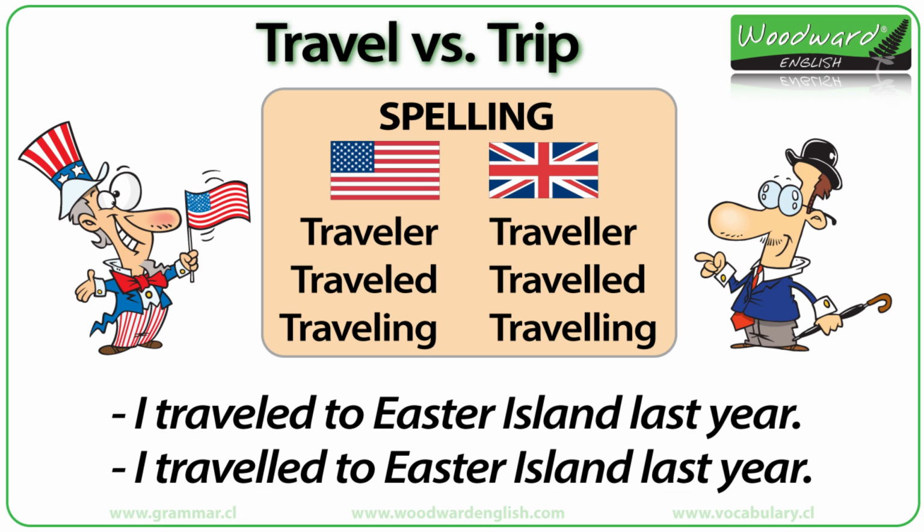Now notice how there is a slight difference in spelling between American English and British English. The difference happens when the word travel has an extra ending like traveling or traveler. With the first sentence, I traveled to Easter Island last year, traveled is written with one L in American English. With the second sentence, I travelled to Easter Island last year, travelled is written with two L's in British English.